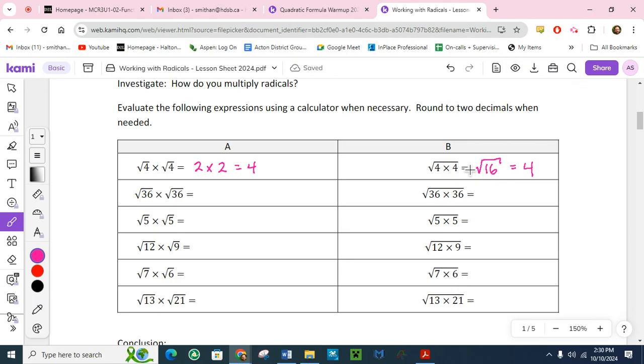Did I teach you nothing in grade 9 about order of operations? That's my fault.